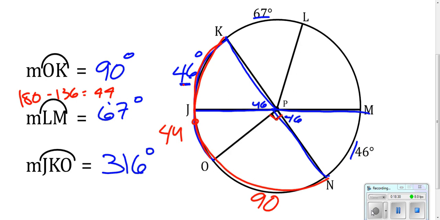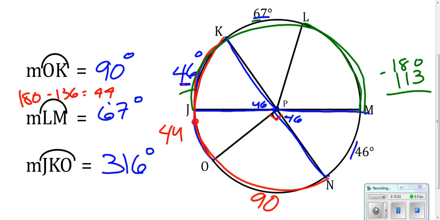All right, let's take a look at LM. Over here, I need to find that arc length. I'm going to use the same tactic. I have a semicircle here. I already know two of the pieces. I know 46 and 67. So when I add those two together, I get 113. And when I subtract that from 180, I get 67. So that means that LM is 67.